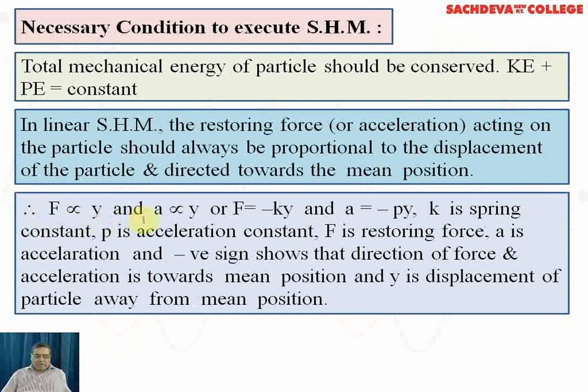Similarly, whatever law is applicable to force, the same law is applicable to acceleration. So A is proportional to Y, or F is equal to minus Ky and A is equal to minus Py. K is the spring constant or the force constant, and P is the acceleration constant. F is the restoring force, A is acceleration, and the negative sign shows the direction of force and acceleration towards the mean position, that is, towards the equilibrium position.